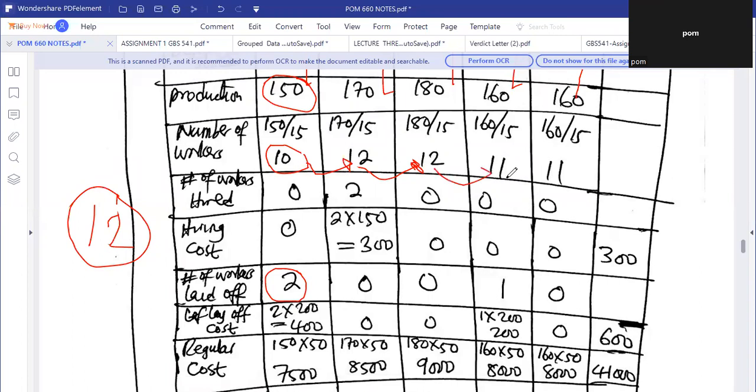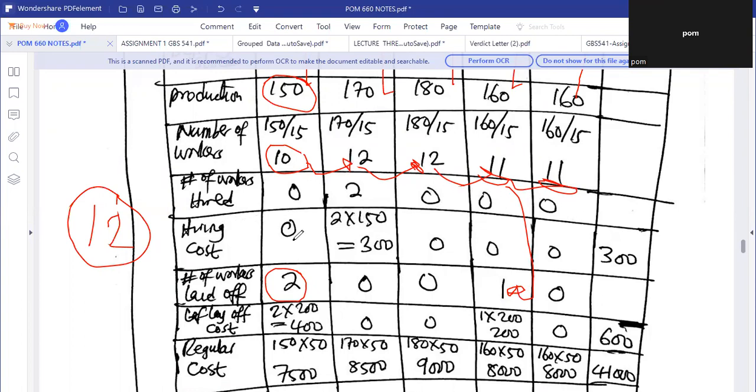Here they laid off 1, so the number of workers laid off is 1. Then here they didn't hire or lay off. So the number of workers hired is only 0 here, 2, and then these are zeros, because here they didn't hire or lay off. So you're getting these figures.